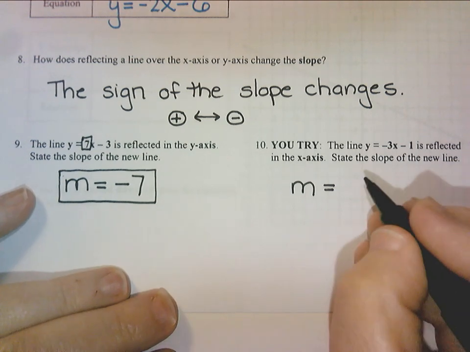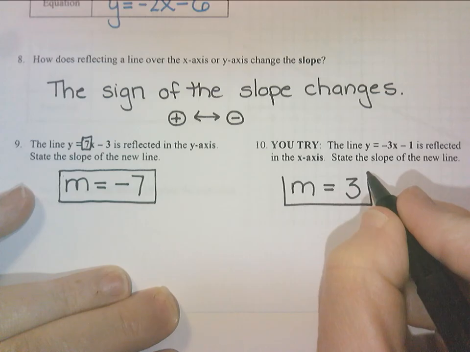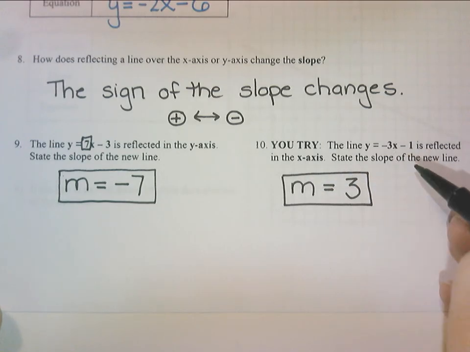All right, if you thought the slope should be 3, then you are absolutely right. The slope here was -3, so it would be the opposite sign, so it would be +3.